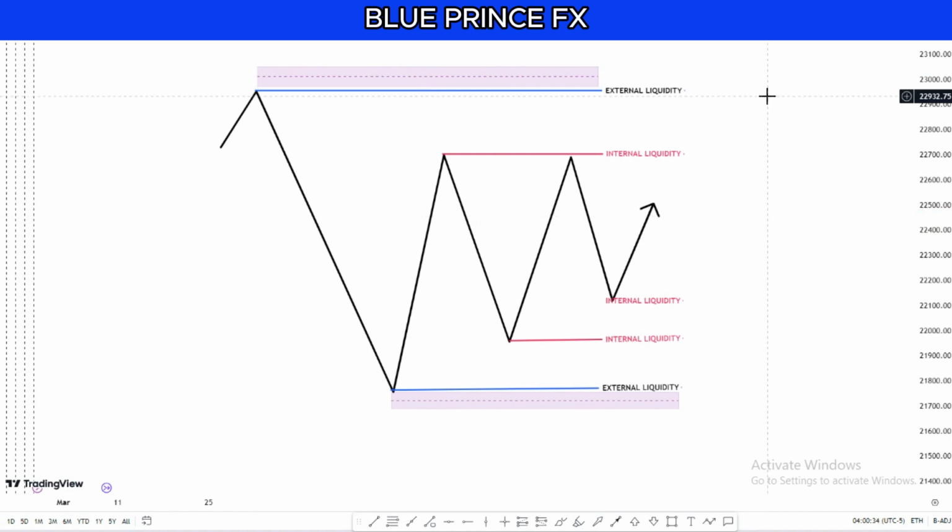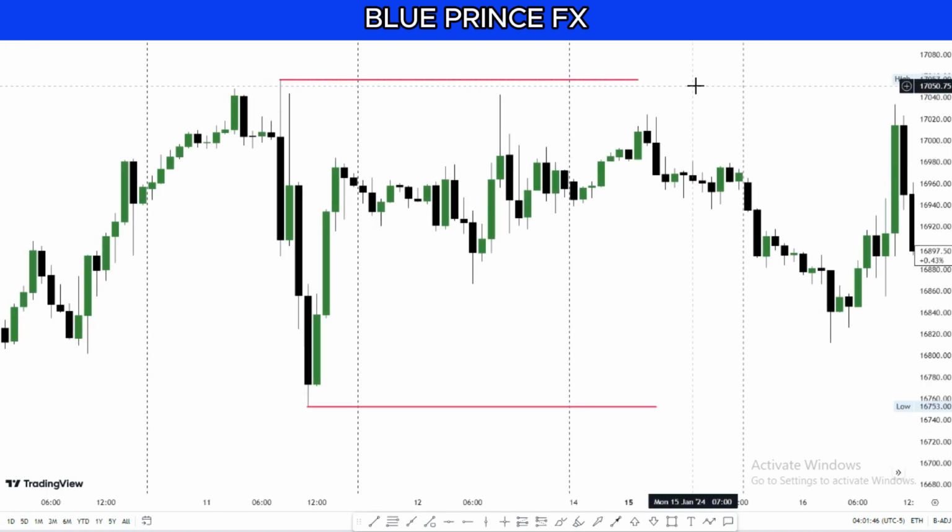Now that we are done with the theory part of internal versus external liquidity, let's go to the chart and look at a few examples. For our example, we're going to use the Nasdaq 100 E-mini futures on the 1 hour time frame. Before we go there, I just want to note that liquidity is found at every time frame. You can use the 6-month, the weekly, the daily, the 4-hour, the 1 hour, or even the 1 minute time frame. Every swing point has a point of liquidity.